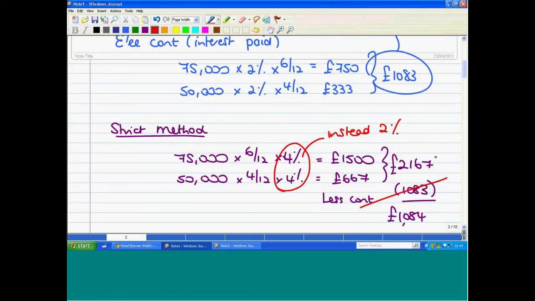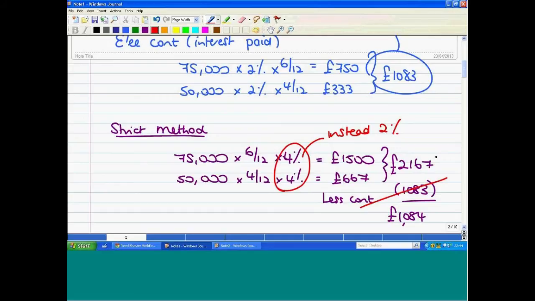So one was just looking at time apportioning in terms of not having the loan for the full tax year, and the other where we don't have an interest-free loan but we do have some interest paid. And sometimes they won't tell you what percentage the interest is, they'll just give you a figure. And if that's the case, you just treat it as a normal employee contribution.